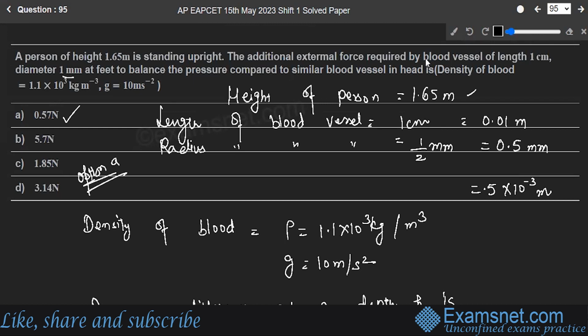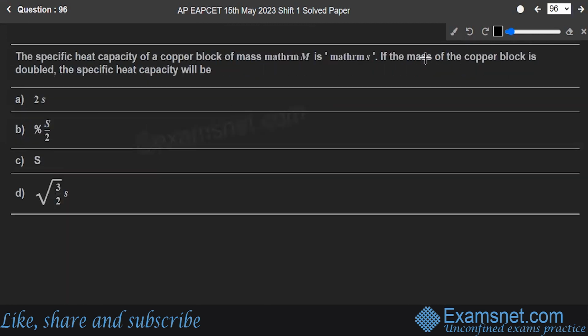Hope you got that. Next is question number 96. The specific heat capacity of a copper block of mass M is given by small s. I'm repeating the question. If the mass of the copper block is doubled, the specific heat capacity will be.